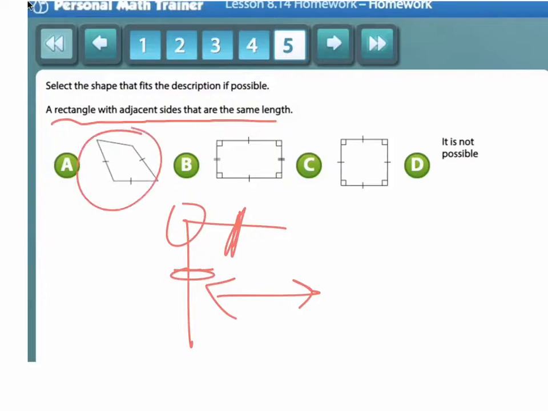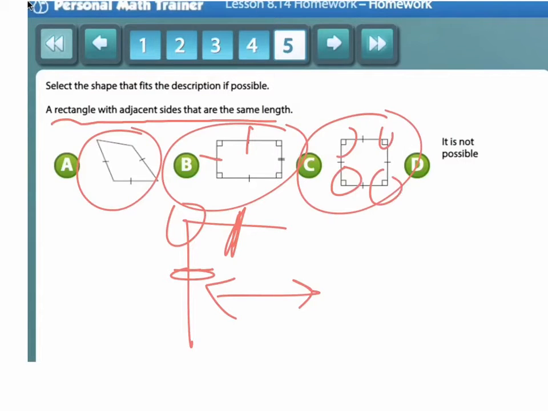So this is not a rectangle. This is a rectangle, and the adjacent sides are not the same length. This is a square, but it's also a rectangle, because rectangles are defined as opposite sides parallel and 4 right angles. So a square is a special kind of rectangle. So this would be a rectangle with adjacent sides the same length. So the answer should be C.